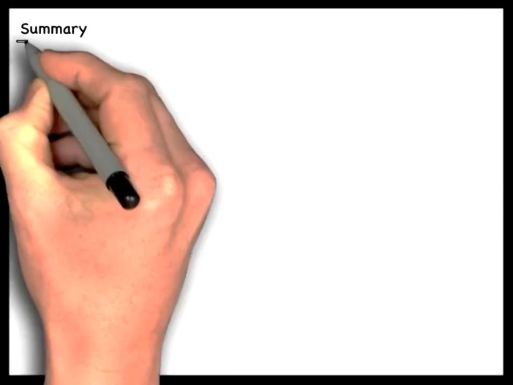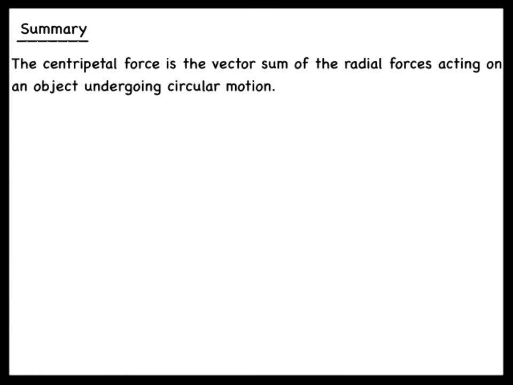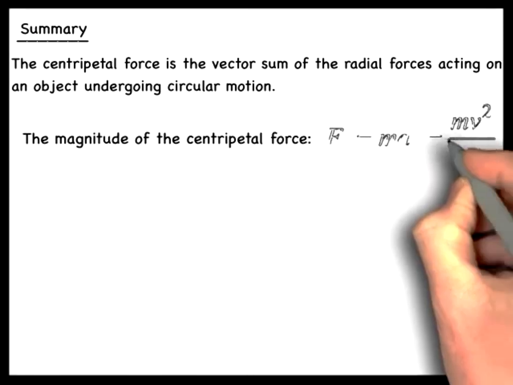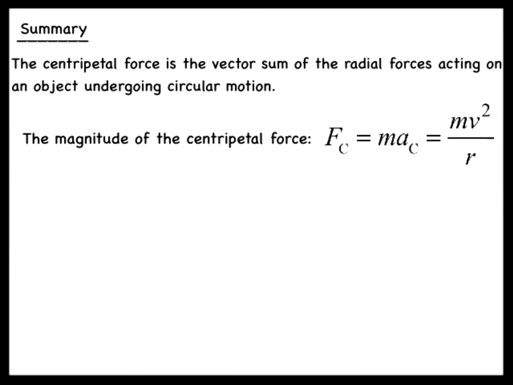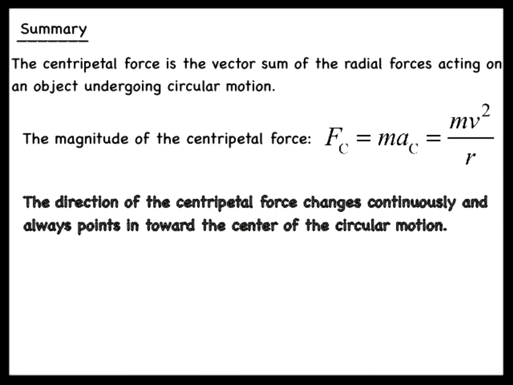To summarize this section, the centripetal force is the vector sum of the radial forces acting on an object undergoing circular motion. The magnitude of the centripetal force is equal to mass times the centripetal acceleration, or mv squared over r. The direction of the centripetal force changes continuously and always points in toward the center of the circular motion.